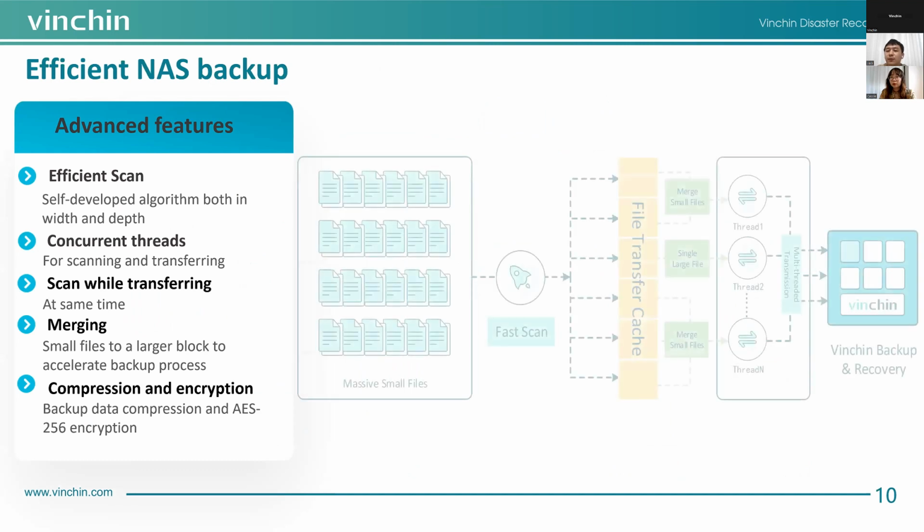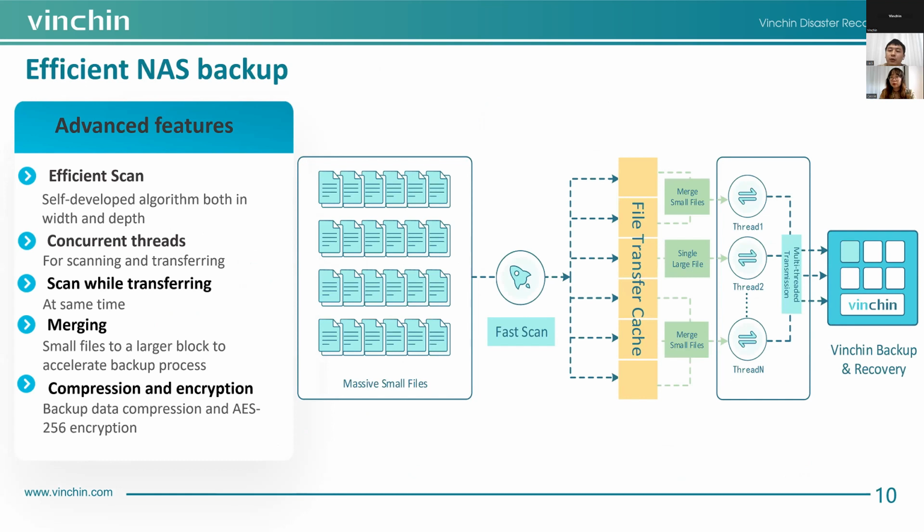Vinchin provides a flexible backup strategy, like a full, incremental or differential backup at the scheduled time, and the retention policy to retain by restore points or by days. To solve the most challenging inefficiency of backup and recovery, Vinchin adopts some advanced features.